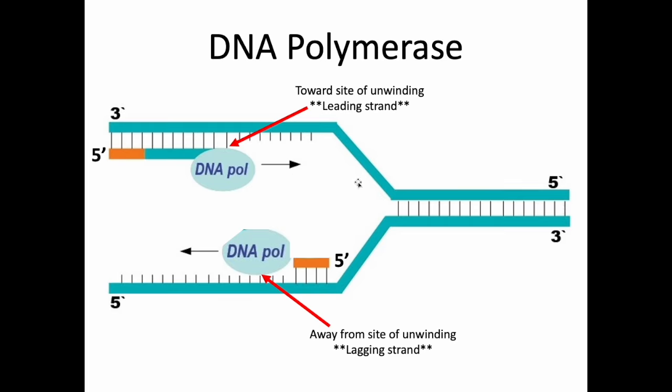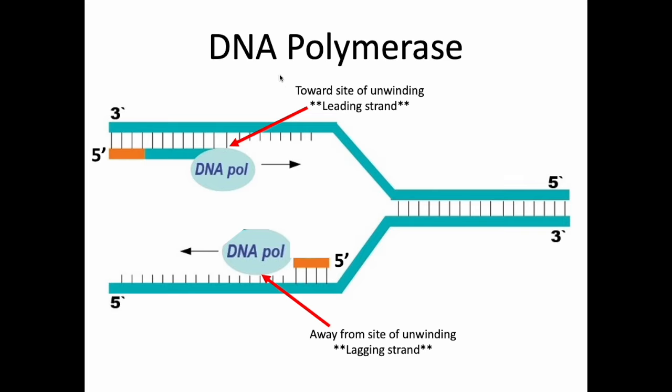It's still in the process of being unzipped. We're going to replicate this entire chromosome. We're not just going to stop when we get here. All these things are kind of going on simultaneously. So DNA helicase is going to continually unzip this, and this DNA polymerase is going to build towards that site of unwinding. This is really convenient because this DNA polymerase that's building towards the site of unzipping gets to just keep going. It's just going to keep building DNA following behind helicase, which is just going to keep unzipping, and it's going to make one big long piece of DNA that is synthesized continuously.